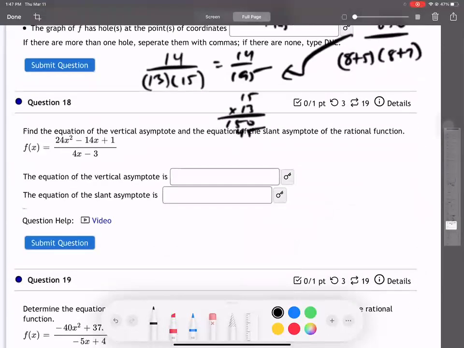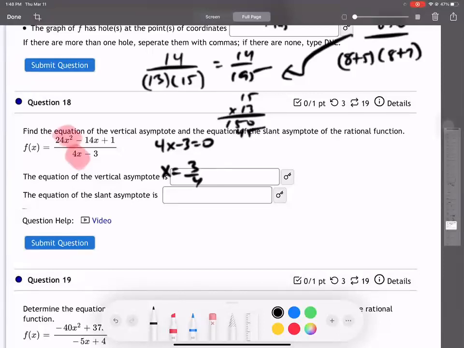Find the equation of the vertical asymptotes and the equation of the slanted. Oh, slanted. How do I know if this is slanted even? Let's take a look. The top exponent is bigger by 1. So first let's come up with the vertical asymptote. That's pretty easy. It's 4x minus 3 is equal to 0. So 3 over 4, that's my vertical asymptote. They want the equation, so I'm saying x is equal to 3 over 4.